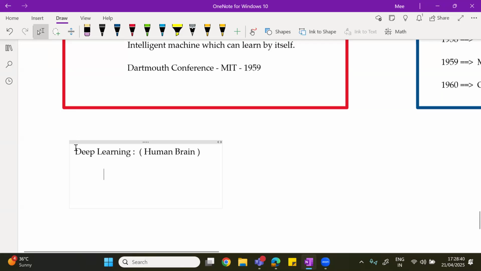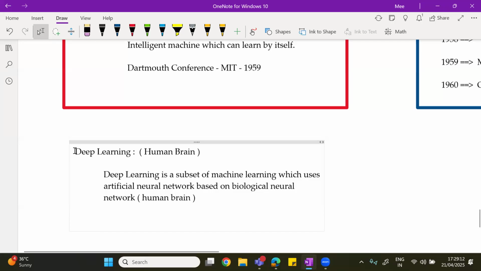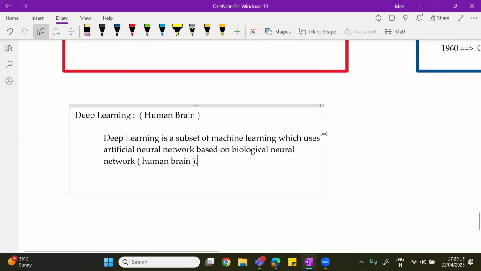Okay. Now I can put it like this. Deep learning is a subset of machine learning which uses an artificial neural network based on a biological neural network, that is nothing but the human brain. I will put it as human brain. Now, first thing you may get a doubt. We are very new. I don't know how many people are well aware of these terminologies. This artificial neural network, they also call it ANN.